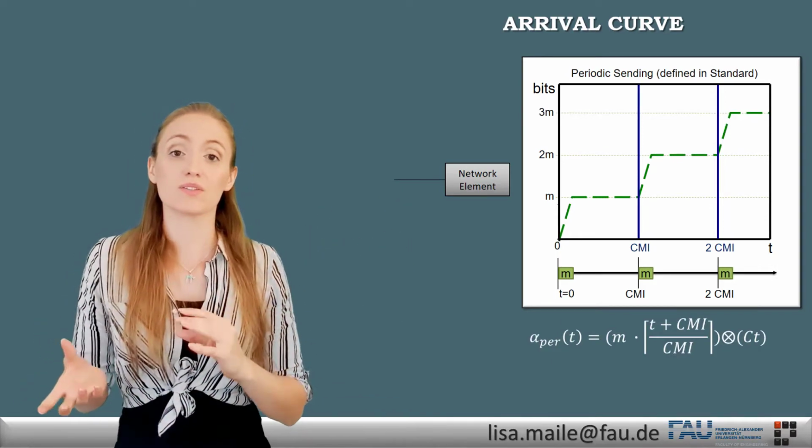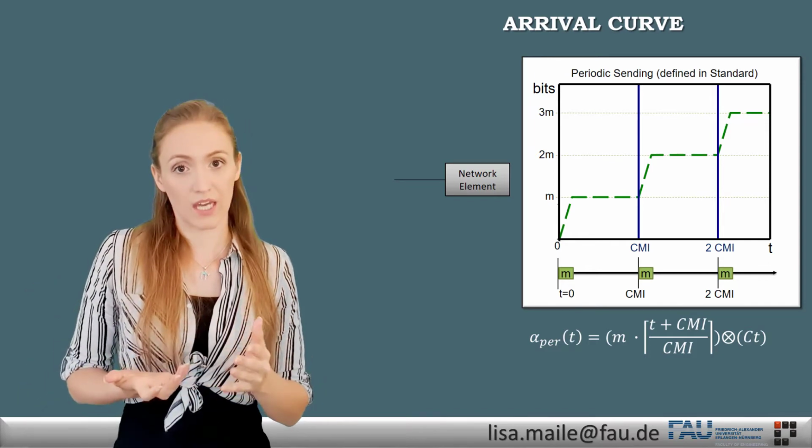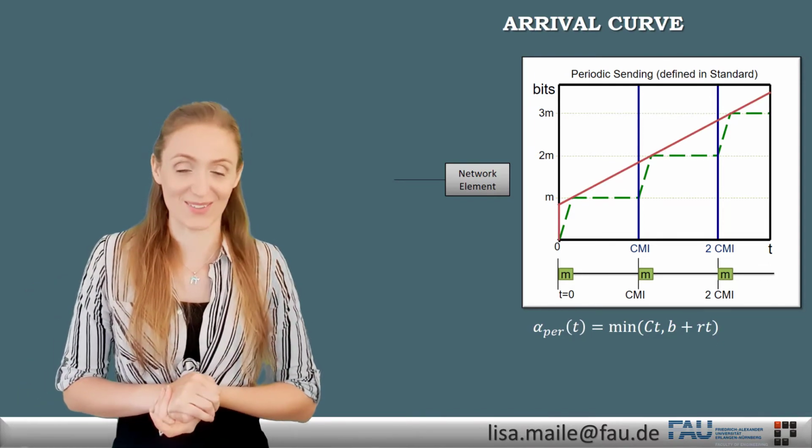And in network calculus, to ease calculations, we typically upper bound this with a so-called rate-burst curve.